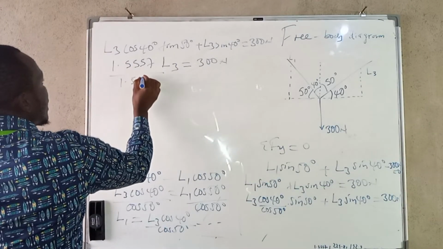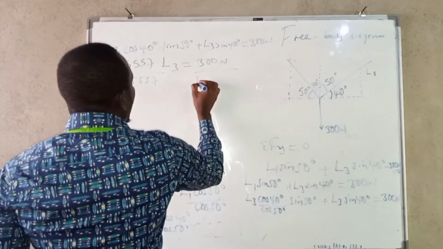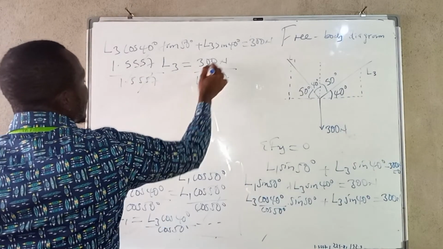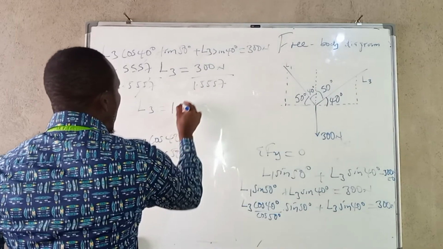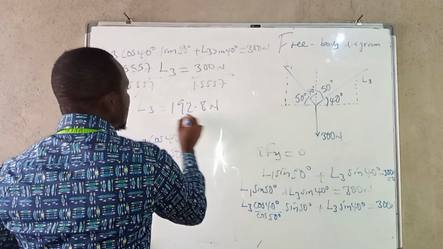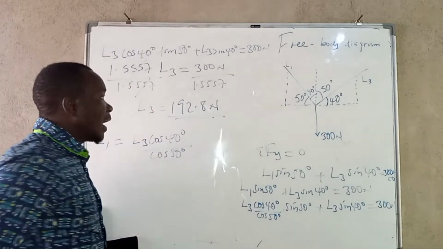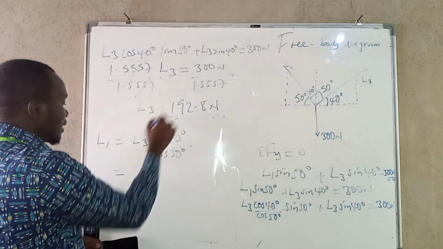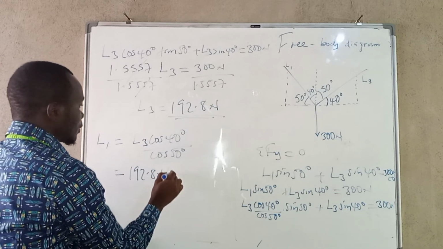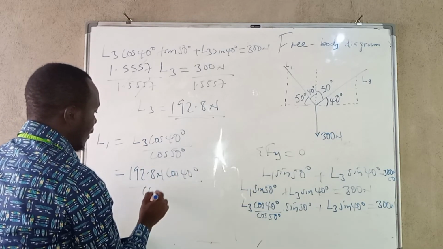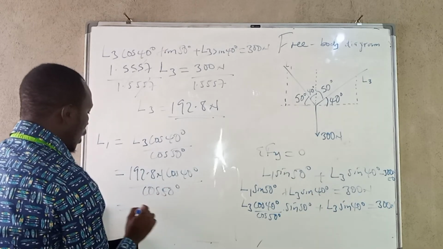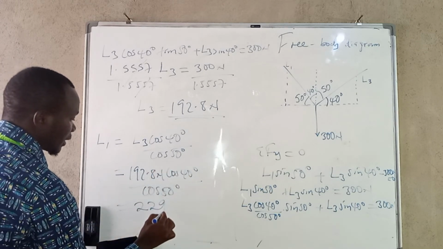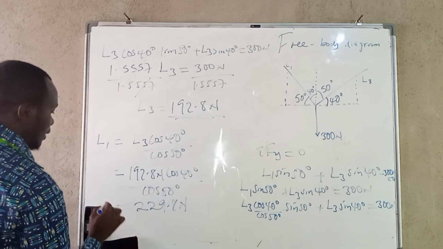If we divide throughout by 1.5557, we are going to get 192.8 newtons as the value for L3. And for L1, we know that L1 is equal to L3 cos 40 over cos 50. So we plug in this value, 192.8 newtons times cos 40 degrees over cos 50 degrees. What we're going to get is 229.8 newtons as the value for L1.